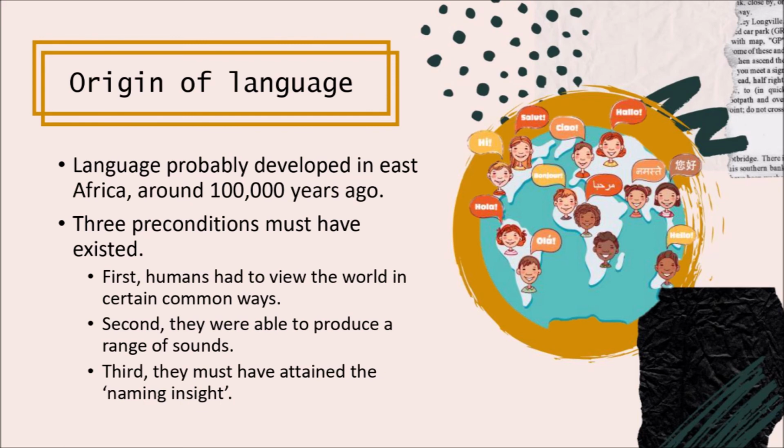Second, they were able to produce a range of sounds. Animals were not able to do that. They only produce the calls that they are born with. For example, cows moo and dogs bark. These animals are unable to imitate new sounds. Third, they must have attained the naming insight. It is the realization that sound sequences can be symbols which stand for people and objects.